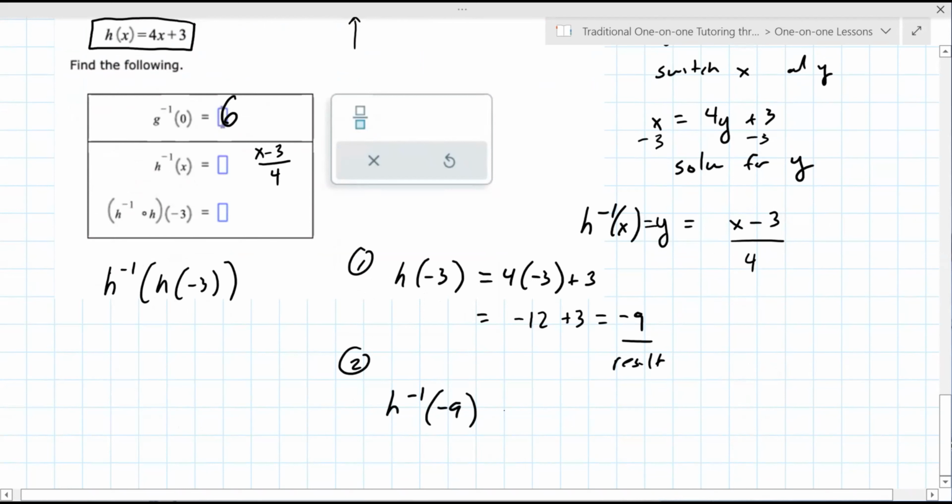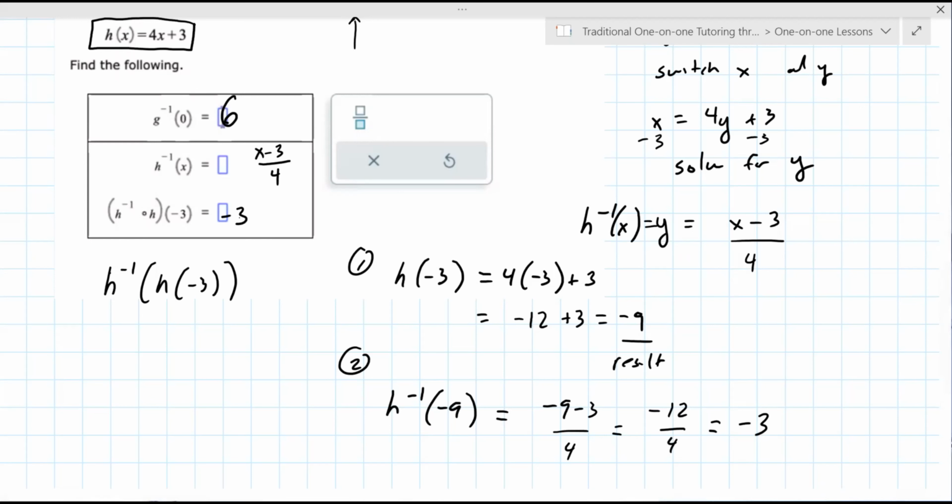So you're plugging that into the other equation, and you get minus 12 over 4, which is, wouldn't you know it, minus 3. So is the answer always the number? Yes. I believe it always is, but you still have to do the steps.